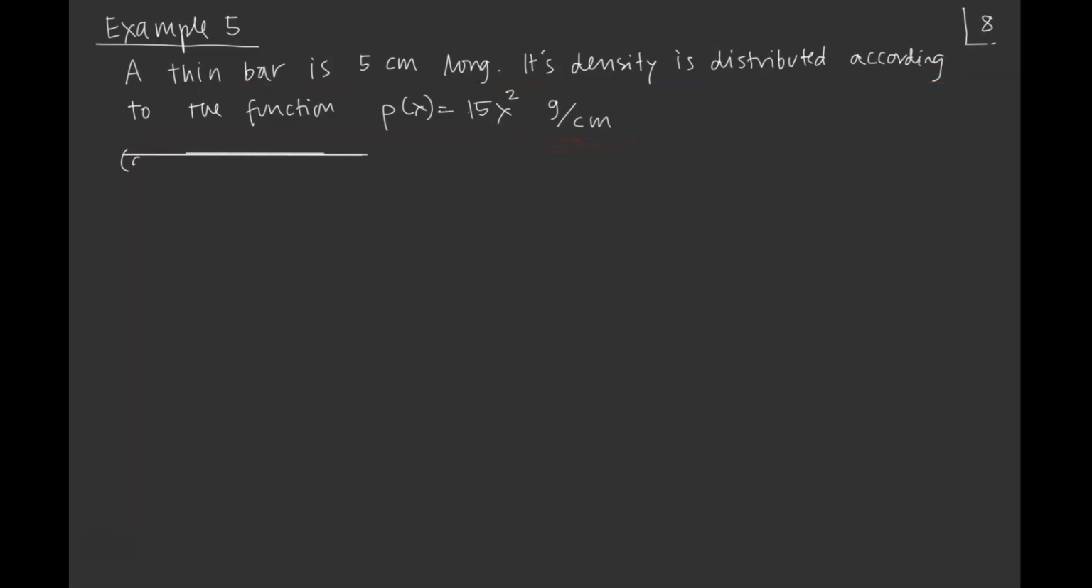And we're given two jobs to do. We're asked to find the mass of the bar, so find the total mass. And we're asked to find the center of mass, so find x bar. Okay, so thinking about this, density is actually increasing quite a bit, 15 times x squared.